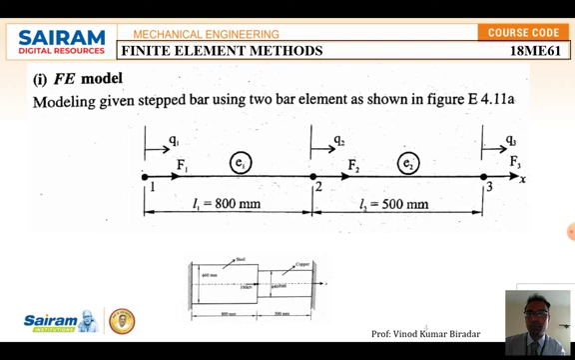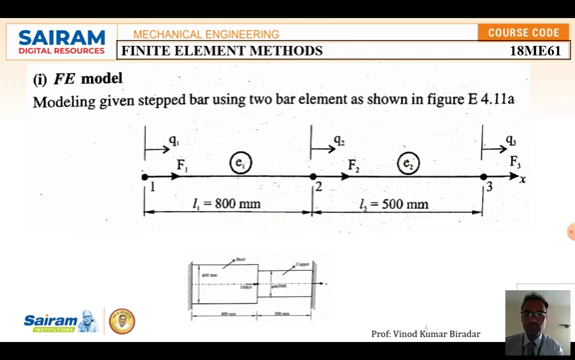So the first step is the finite element model. In this diagram, you have to construct the finite element model. Here two elements will be there: this is the first element, this is the second element. You have to consider node numbers wherever there is a joint or discontinuity; there you denote the node. So this is node number 1, node number 2, node number 3. This is element number 1, element number 2.